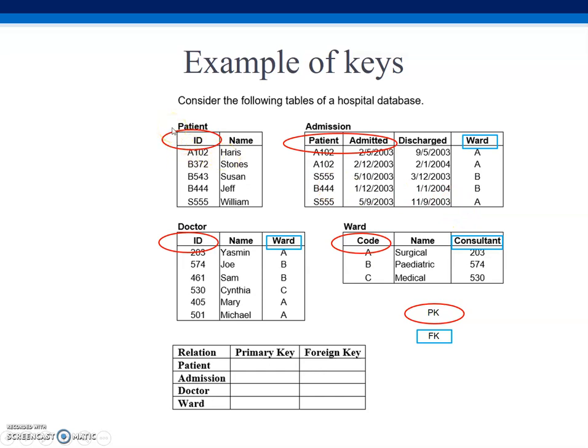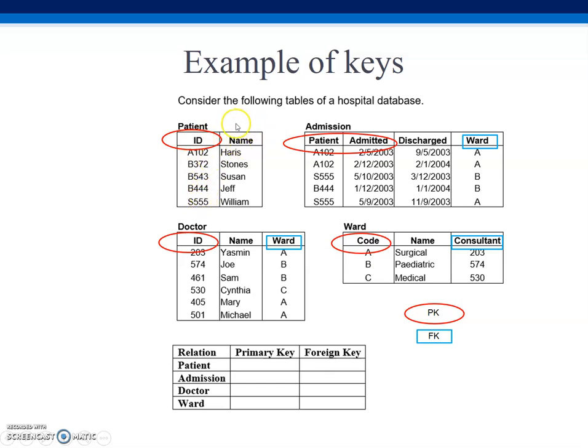Let's define again what a PK is. A PK is a primary key which is unique and not null, and also minimal. Minimal in the sense that it has the least number of fields if possible. Now by looking at the patient table, you will know that I can choose ID as a PK because all the values in this table are unique and not null.